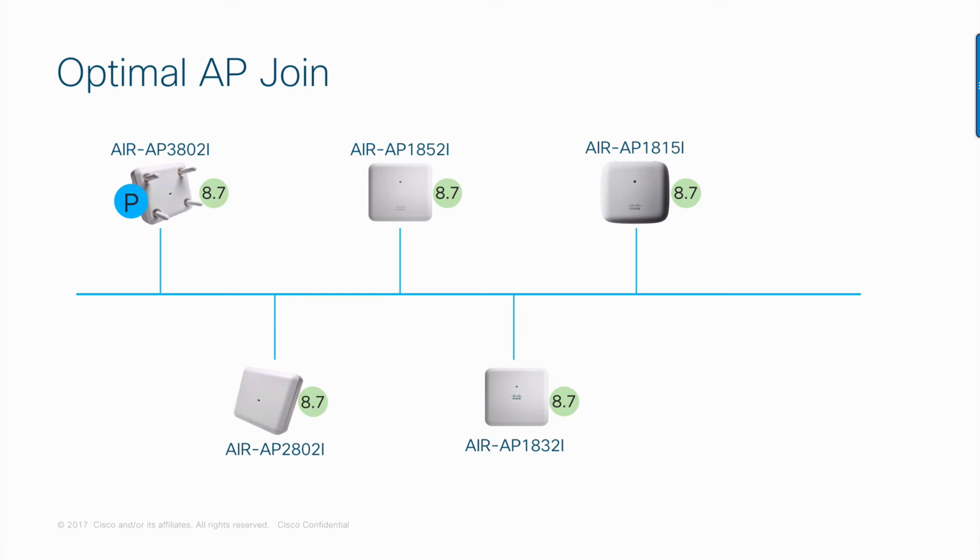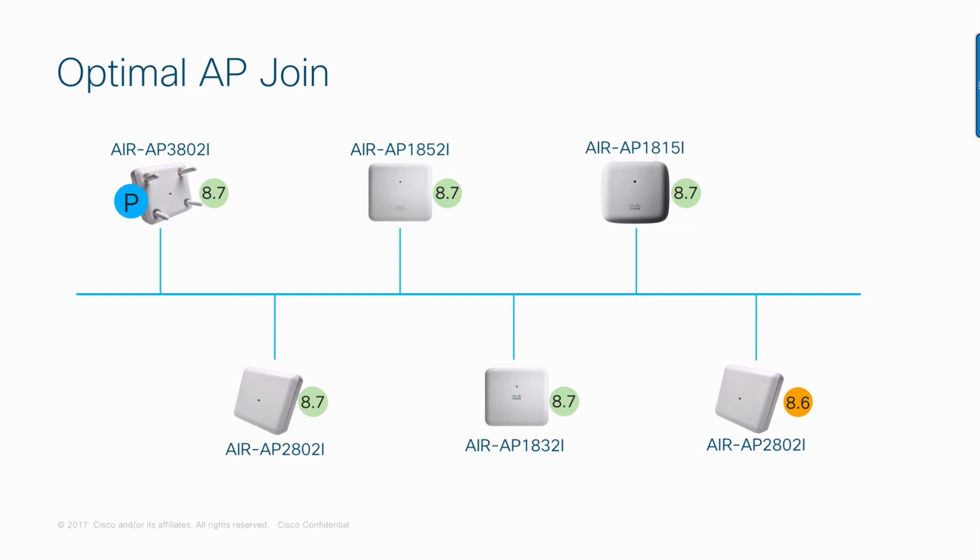Then we have a 2800, an 1850, an 1830, and an 1859. So let's say we add an AP to this network, and it happens to be a 2800 running 8.6 code. So prior to 8.7 release, if this AP, the 2800 AP that we just added, has to join this network, it has to download the 8.7 code from an external server. And that external server could be a TFTP server, or it could be Cisco.com.